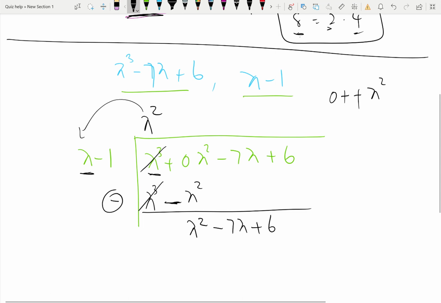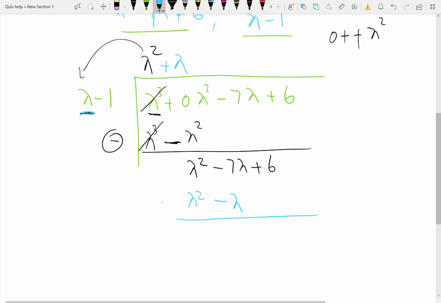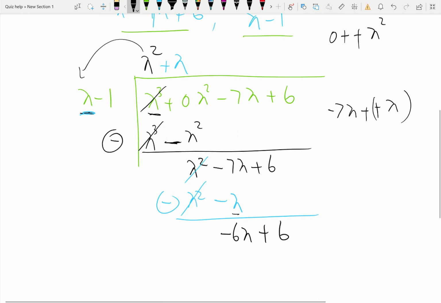That's helpful, right? Now how can I create lambda square out of lambda? Multiply by plus lambda, right? Lambda square here. Lambda times minus lambda here, minus lambda. Now subtract. Lambda square minus lambda square, gone. Usually if you did it correctly, the first term should cancel out. Now here be careful. Negative 7 lambda minus lambda, what do you get? Negative 6 lambda. This plus 6 comes for free.